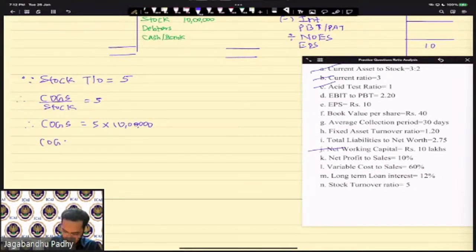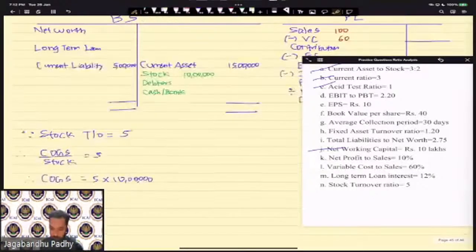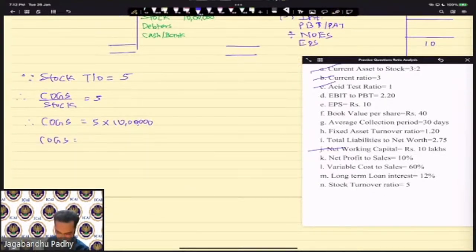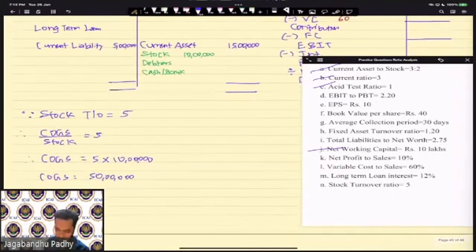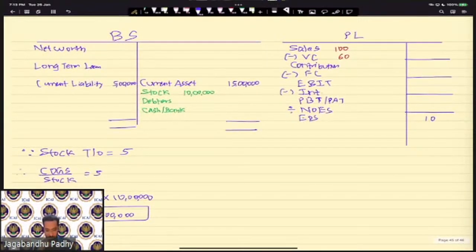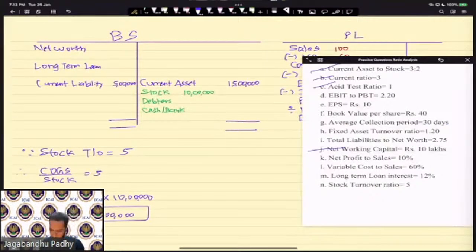So cost of goods sold should ideally be 5 multiplied by 10 lakhs, because 10 lakh was the stock. COGS is possibly 50 lakhs. Now what will be this COGS figure? If COGS is 50 lakh, what will be this figure, COGS?